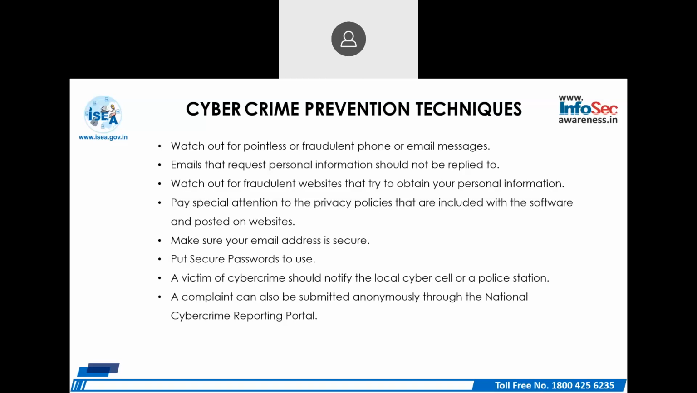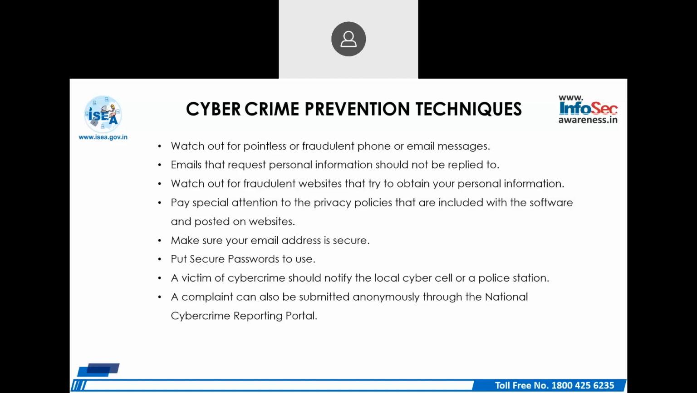I request you, do not click on the link in your email for resetting your password. Go to facebook.com, click forgot password, and reset it from there. Do not click on the email-based link. Next, watch out for fraudulent websites that try to obtain your personal information.